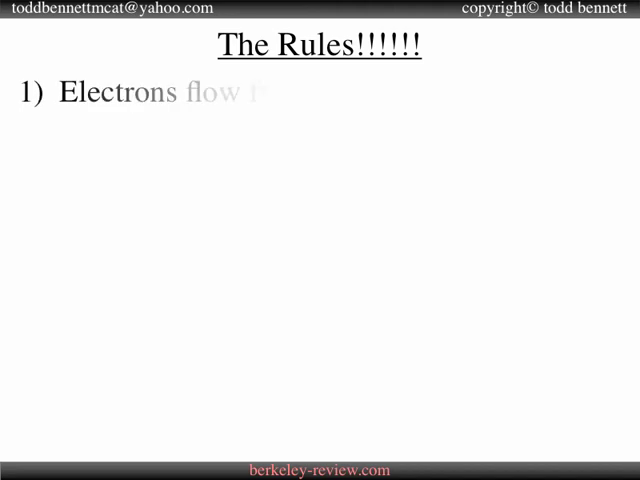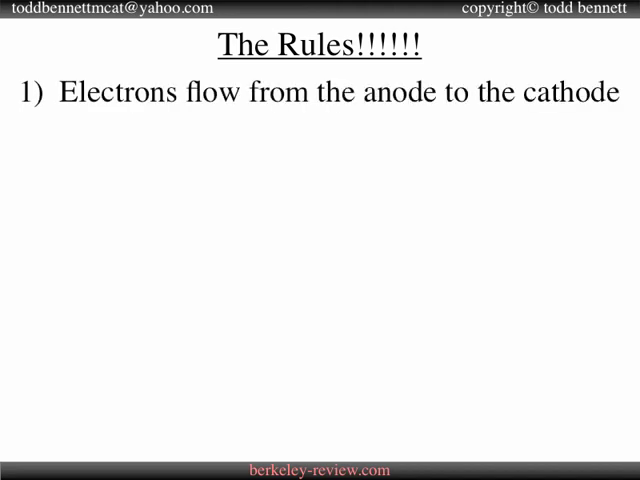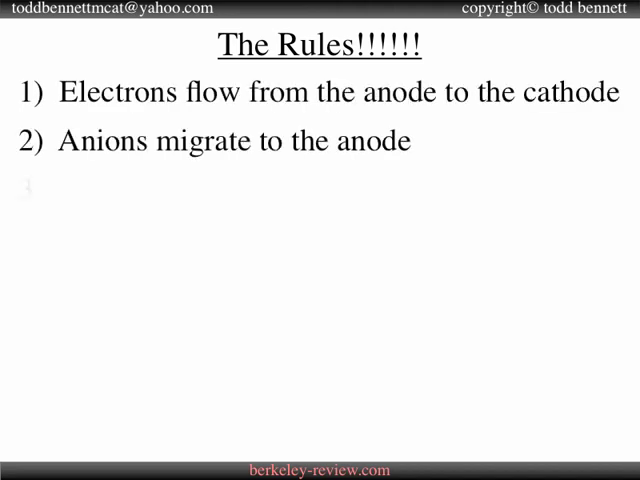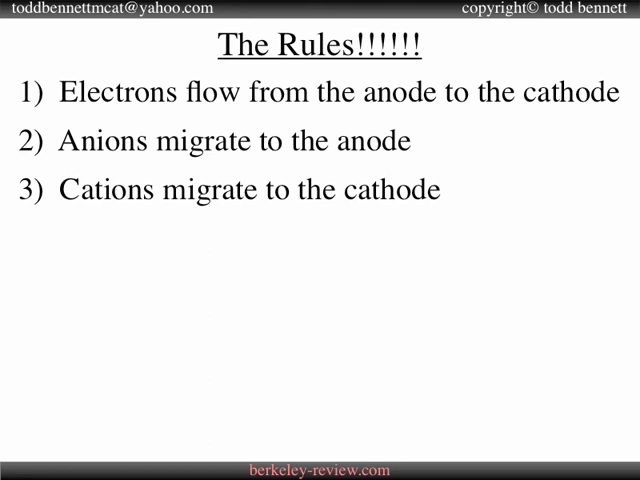The rules. Again, the rules are electrons flow from anode to cathode, anions migrate to the anode, cations migrate to the cathode. So I just want to take a moment to stop and emphasize why we have these rules. I mentioned they can be applied to any electrical system. So electrochemical cells, we're applying that here, but also electrophoresis or an electric field in a circuit.